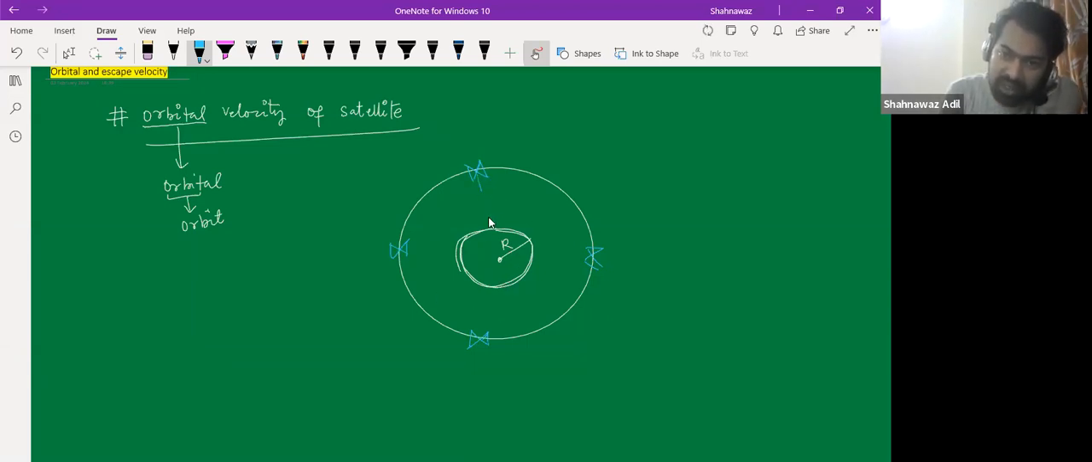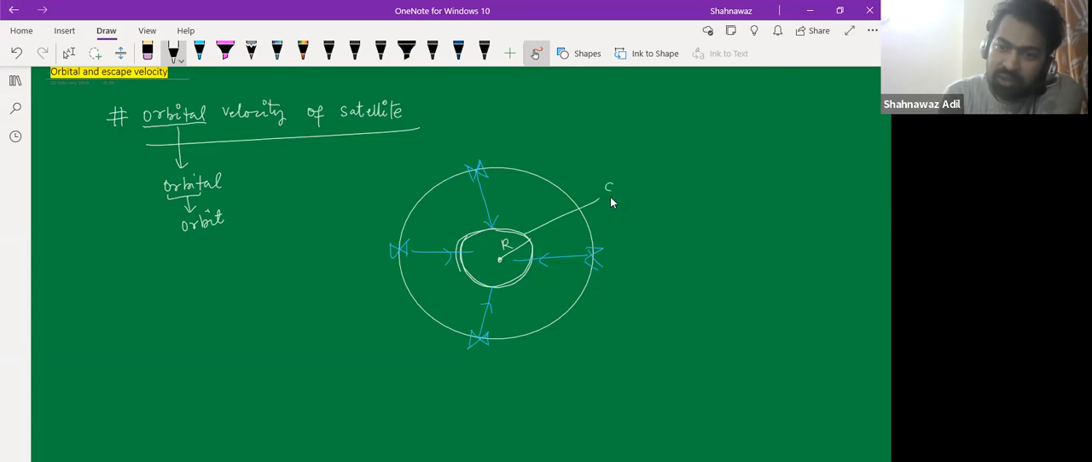Because this is moving in a circular orbit, right? So at the center, some force would be acting. And what is that force? Can you tell me what is that force towards the center? What is that force which acts towards the center?